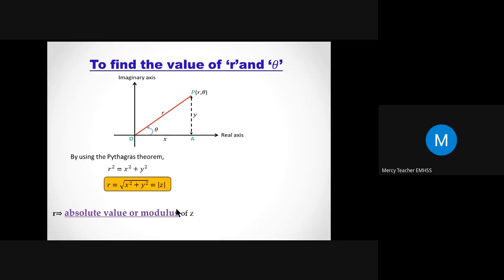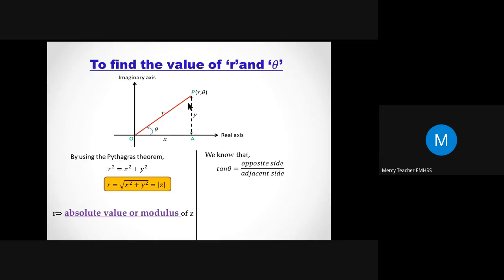So in some problems they may ask, find the absolute value of z, or else find the modulus of z. So in these two cases, what you need to do? You need to find this r. So the formula is square root of x square plus y square, which is nothing but the real part square plus imaginary part square.